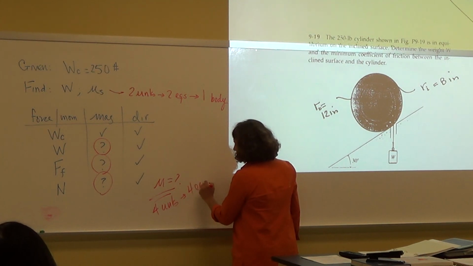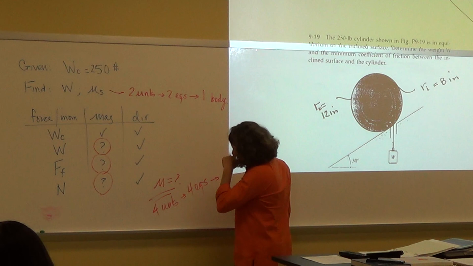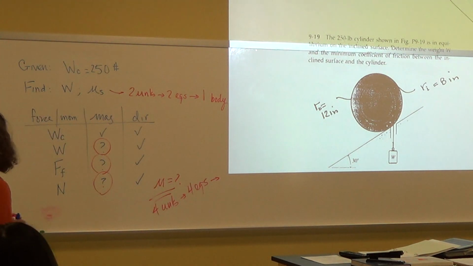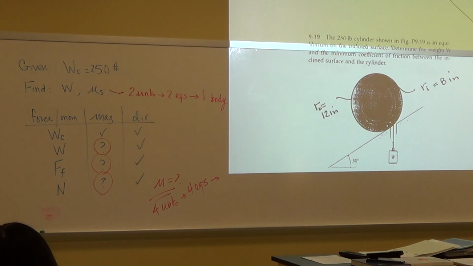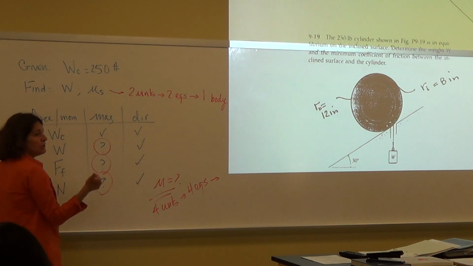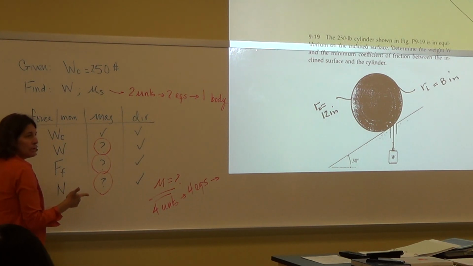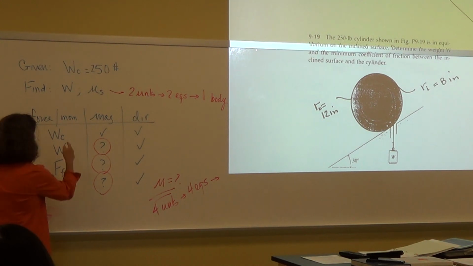Four equations. How many bodies do I need? But isn't the mu taken care of by the frictional force? It relates the two, but you need another equation. Don't you need four equations here? Because if you find N, you're going to need an equation to find N. The frictional force will not allow you to find the frictional force because you don't have mu. And then you're going to need another equation to find W.